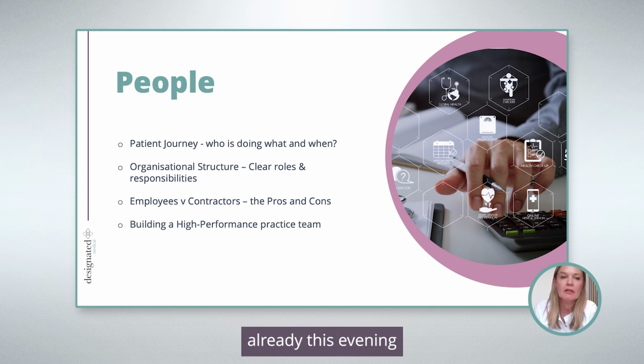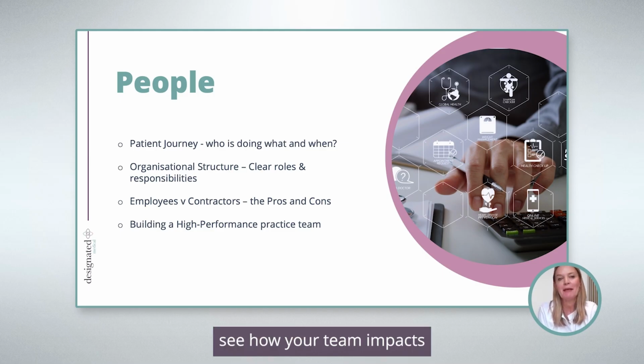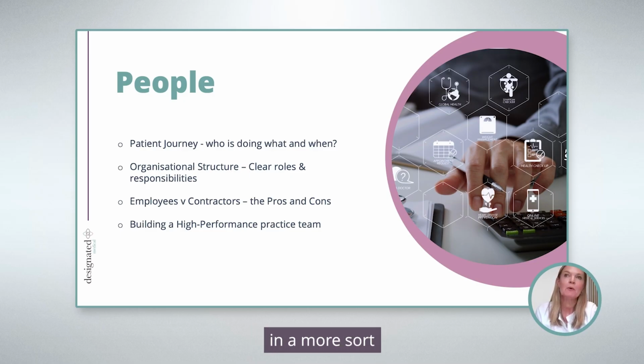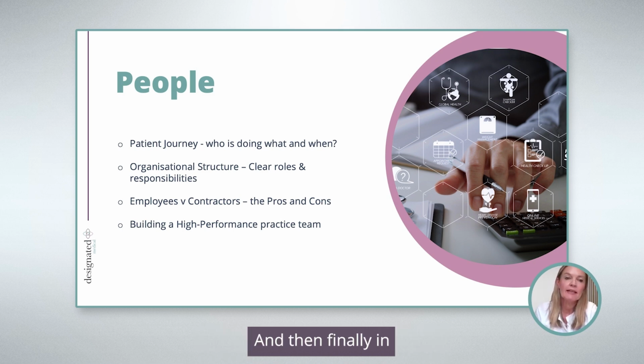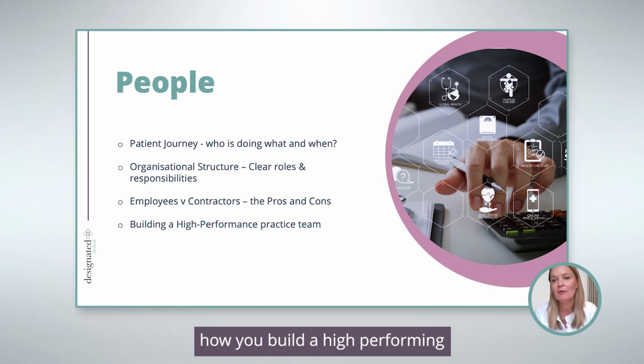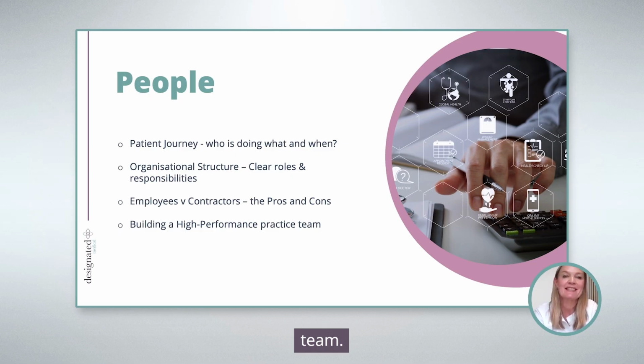Yes, as Simon says, I'm going to talk about people, and then I'm going to go on to talk about finance and KPIs. So starting with the people aspect, we've talked a lot already this evening about patient journey, but I'm going to use that to help see how your team impacts at each stage of the patient journey. And then we'll look at your team in a more traditional way by looking at an organogram, which I think we're more used to. And once we've talked about everybody who's involved in your team, we can then talk about the different employment options that are open to you and the pros and cons of those. And then finally in this section, I'll talk about how you build a high-performing team. So, next slide, please, Simon.